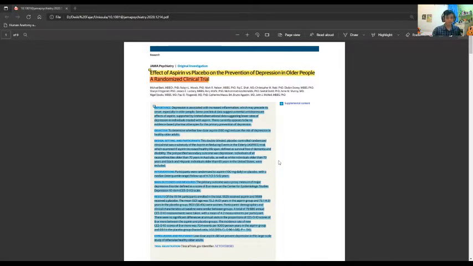The first section that we want to talk about today is the title and abstract section. As you can see here, this is the title and the abstract on page one. In the title and abstract, there is item number 1A, this is 1A, and this is 1B. 1A is the checklist item: identification as a randomized trial in the title. The title is "Effect of aspirin and placebo versus placebo on the prevention of depression in older people, a randomized clinical trial."